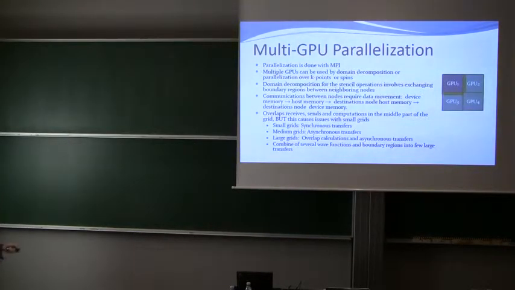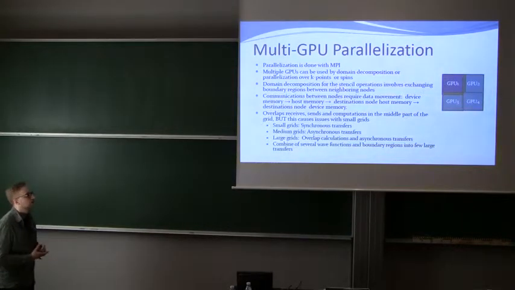So that's why we are trying to overlap sends, receives, and computations in the middle part of the grid. We calculate these finite difference operations in the middle part of the grid, and at the same time we are exchanging these boundary regions. And when we have received the boundary regions, then we calculate the operations in the boundary parts of the grid. Depending on the grid size, we have different kinds of modes for the transfers. And we also combine several wave functions and boundary regions into one large transfer.